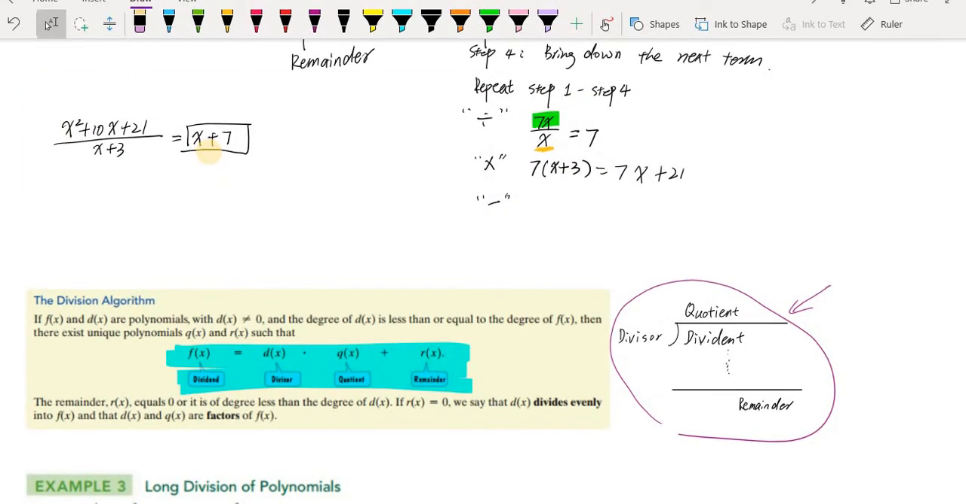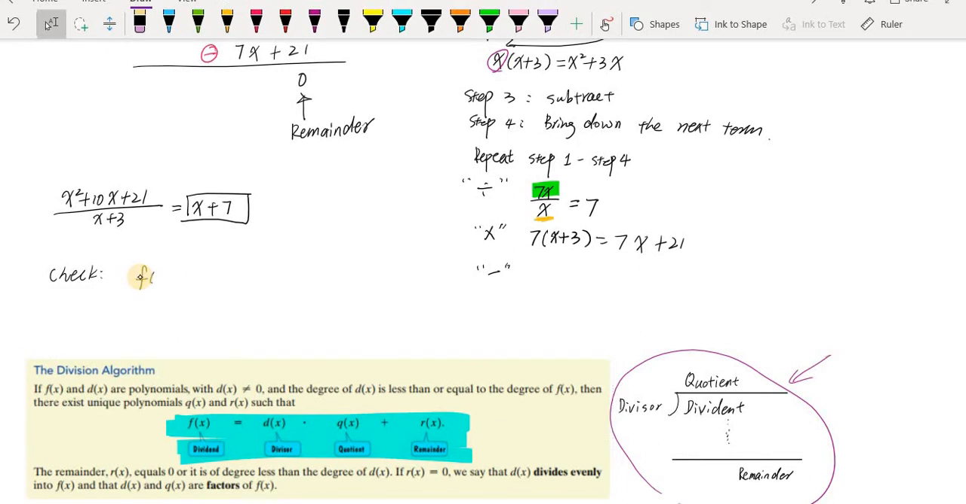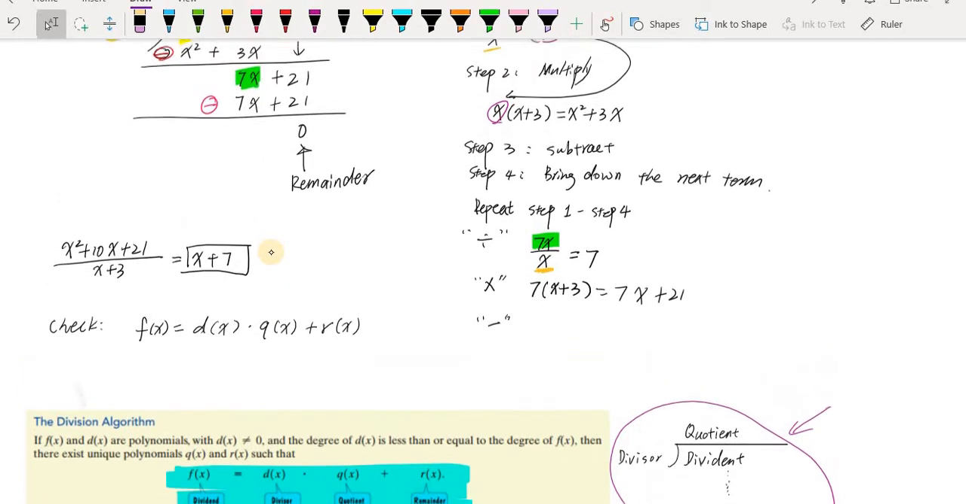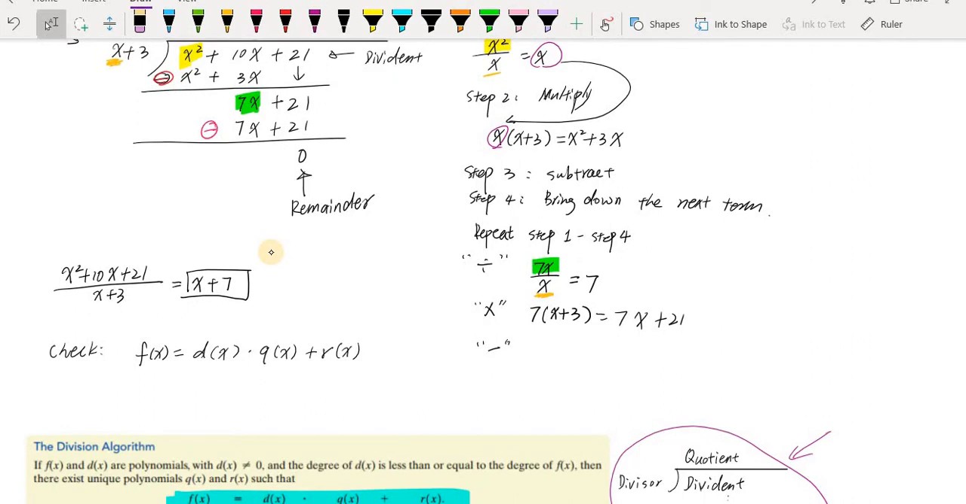For the previous question, we said f of x is equal to d of x multiply q of x plus r of x. So this is the dividend. Let's go ahead and look. That was x squared plus 10x plus 21. Okay? So d of x is the divisor. That was x plus 3. And then the quotient, that's what we found, that was x plus 7. And our remainder was 0.